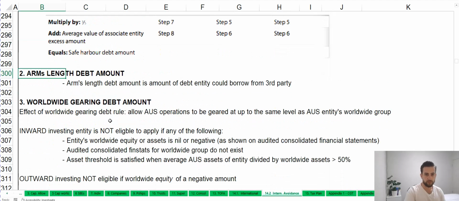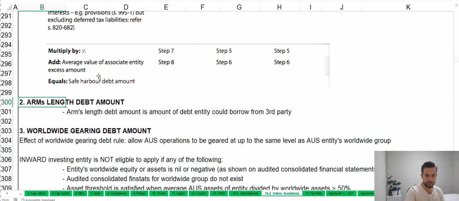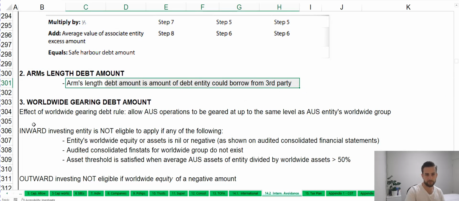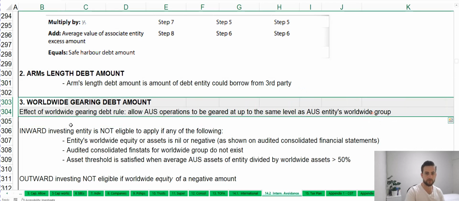So I might just spend a little bit more time at the end going through those allocations, just in case anyone has any questions about those. So we talked about arm's length amount, which is basically just the amount they could borrow from a third party, and then the worldwide gearing debt amount is you need to take into account the whole group. What's the maximum gearing of all of the Oz entities worldwide group?